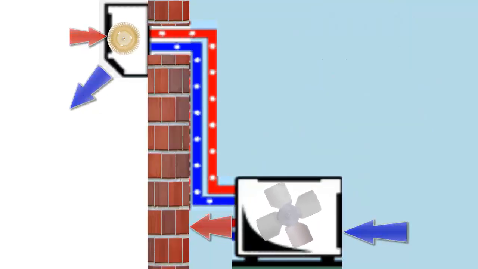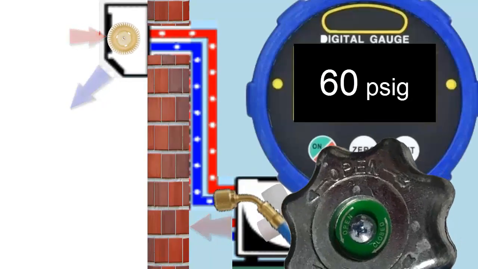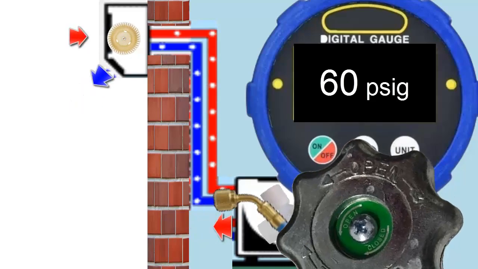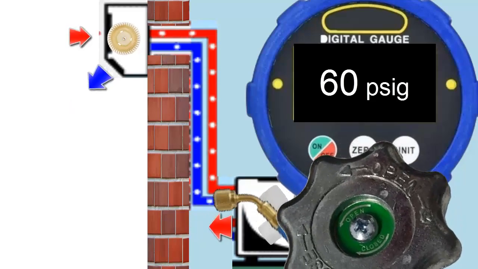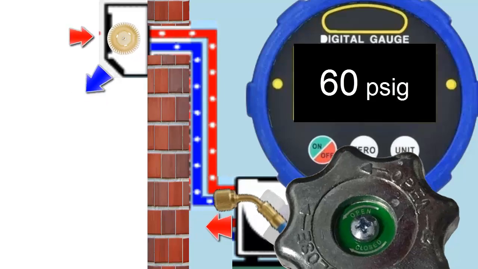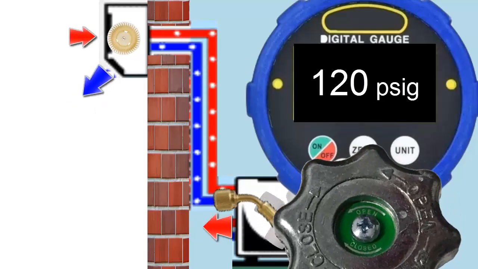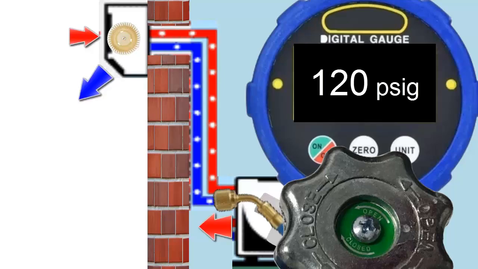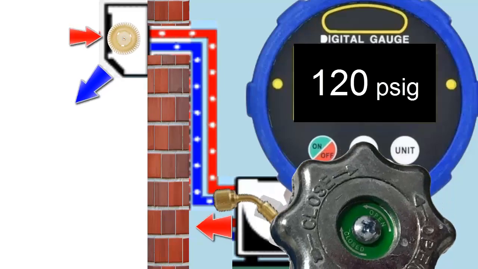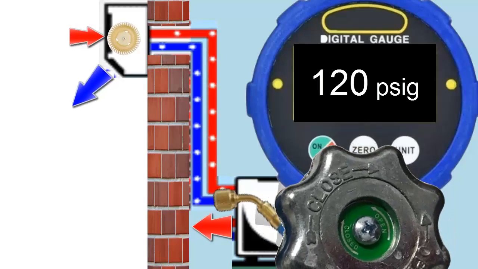8. Gauges. If you have gauges, measure the pressure of the equipment when it is on. For R22, it should be above 60 pounds per square inch, and for R32 and R410A, above or very close to 120 pounds per square inch.